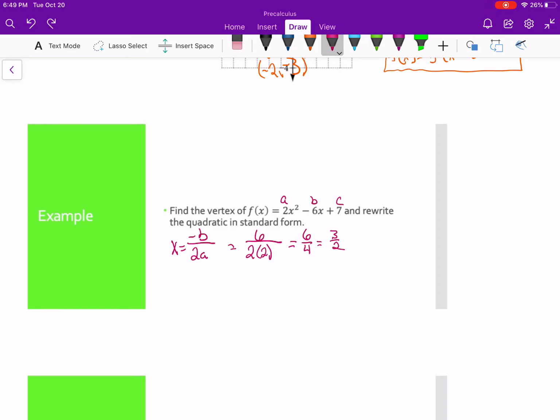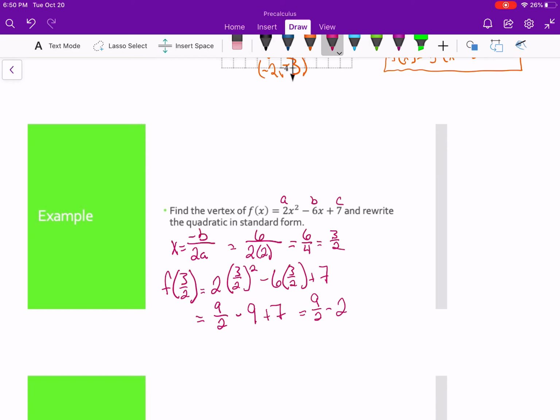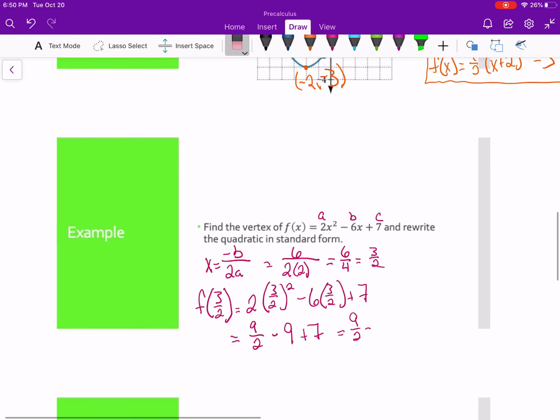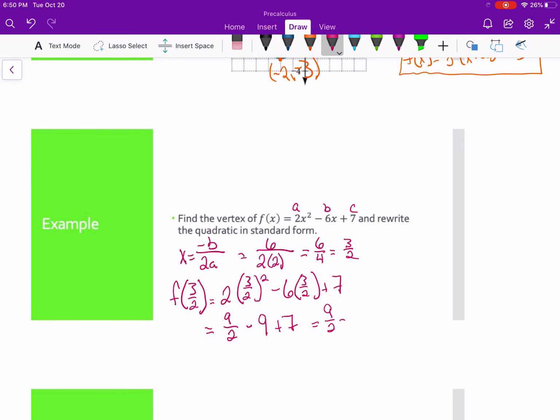So what we're going to do is take f of 3/2. So 2 times 3/2 squared minus 6 times 3/2 plus 7. 3/2 squared is 9/4. So 2 times 9/4 is 18/4 or 9/2. Negative 6 times 3 over 2 is negative 18 over 2, which becomes negative 9, plus 7. So we have 9/2 minus 2. Instead of 2, I'm going to write 4 over 2, to give us 5 over 2.